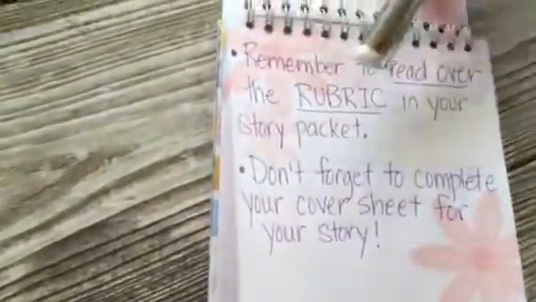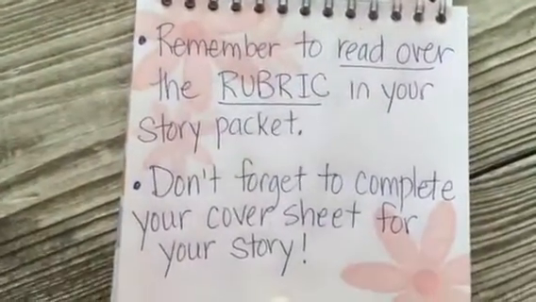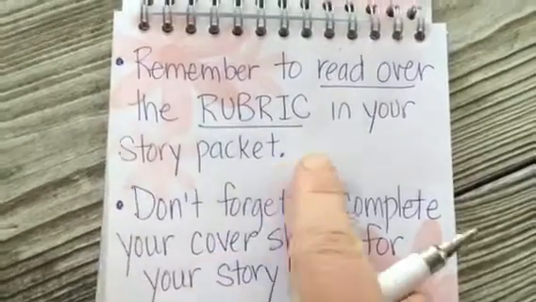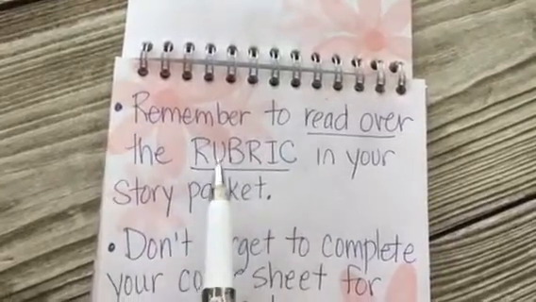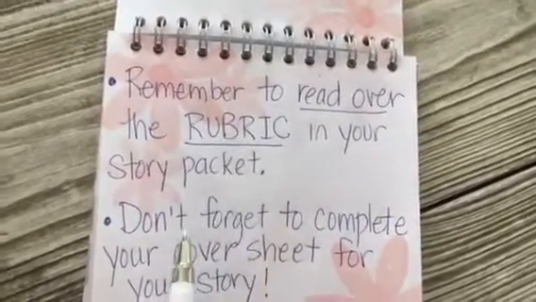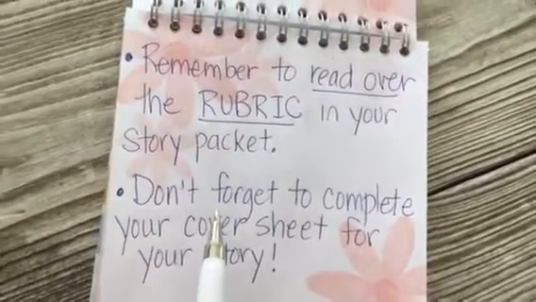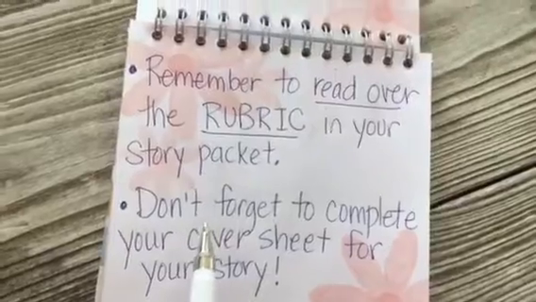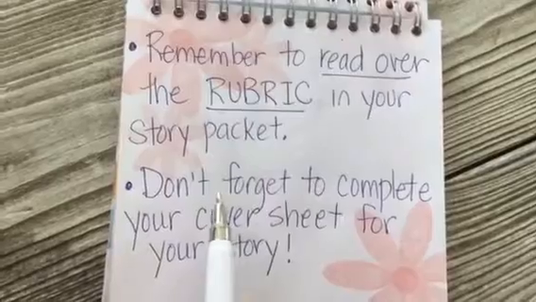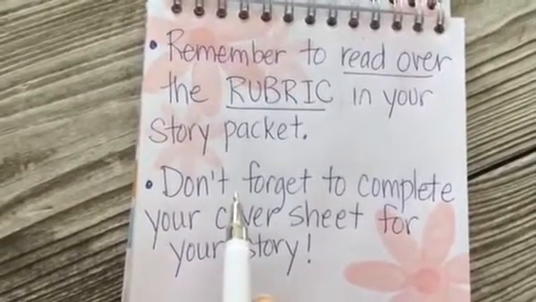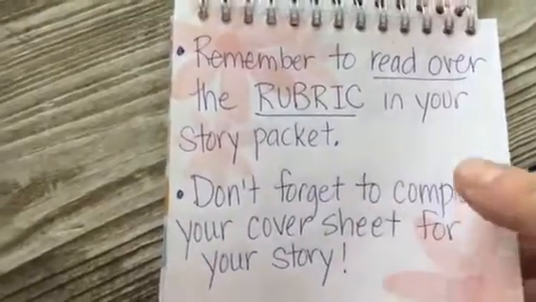All right. So here are some other reminders. We want to remember to read over the rubric that's in your story packet. That will be how I'm going to grade the story. So make sure that everything on the rubric you've done the best you can. And don't forget to complete your cover sheet for your story, which should have the title correctly written and your picture. And you can either print the picture from a computer and glue it, or you can illustrate it yourself, which means draw neatly and color it completely, all shaded in the box on the cover.